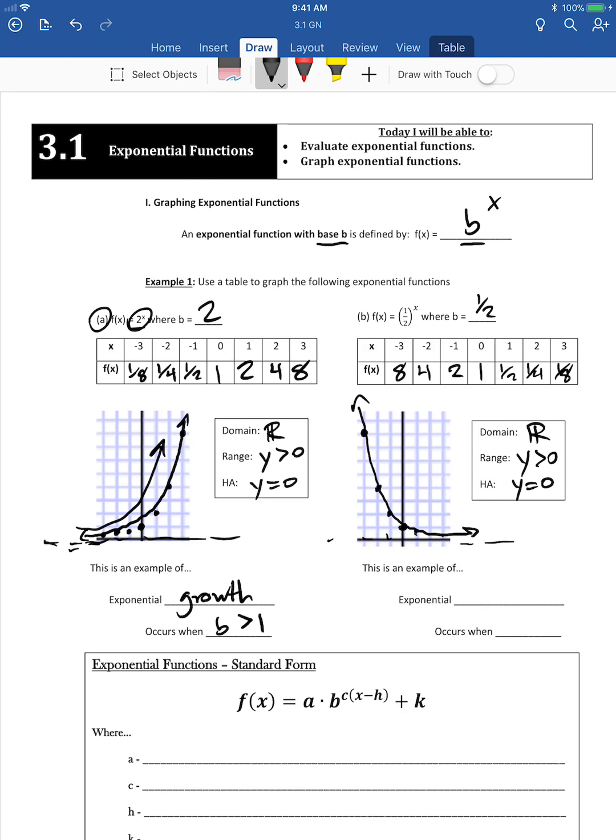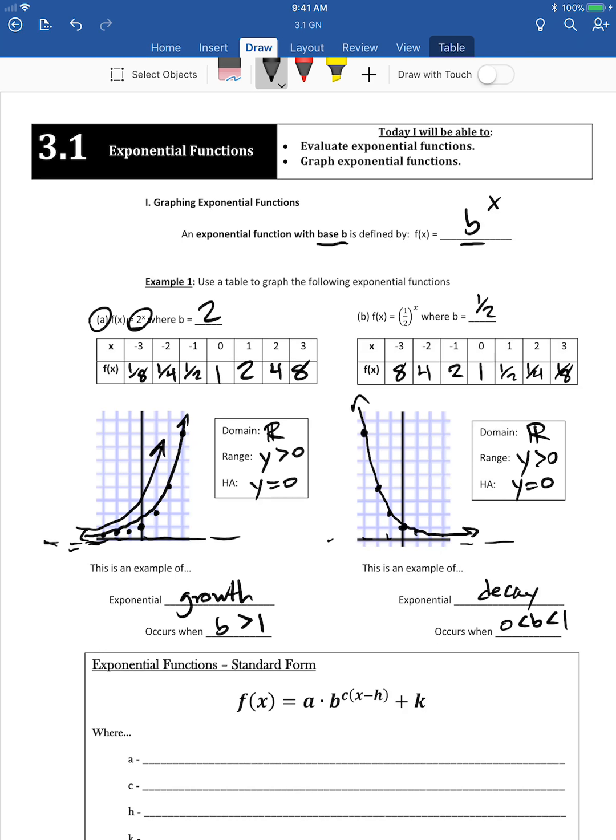So the only thing that's changed here is that it looks like my whole graph was reversed in some way. Before it was getting bigger, this time it's starting big and getting smaller. So this is an example of exponential decay. And this occurs when b is between 0 and 1. So when b is a fraction less than 1.